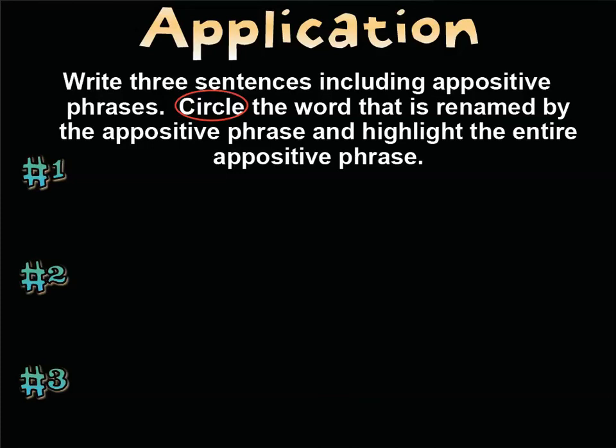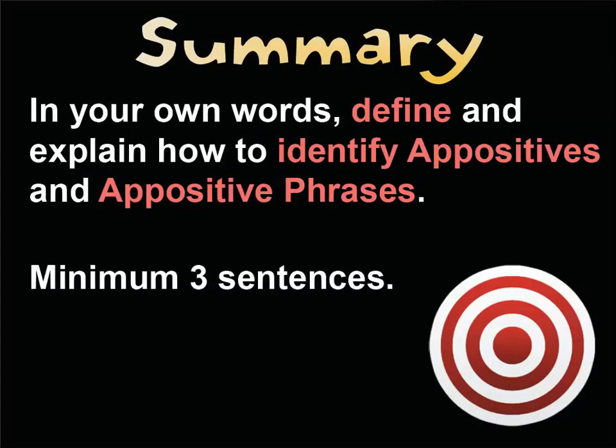Here's another application. Write 3 sentences including appositive phrases. Circle the word that is renamed by the appositive phrase and highlight the entire appositive phrase. That's it. Please re-look through your notes and in your own words define and explain how to identify appositives and appositive phrases.